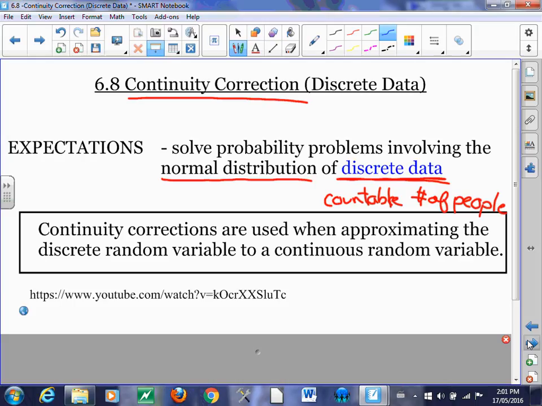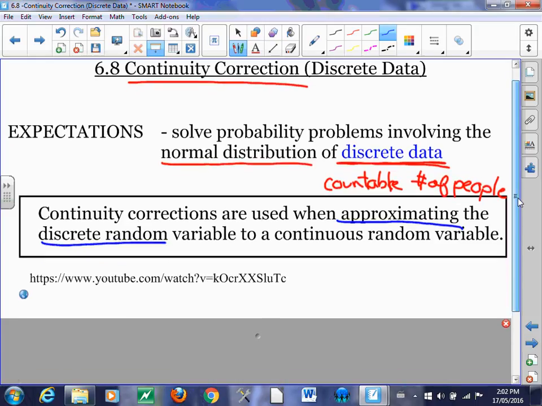What I would like you to realize is that we are going to approximate the distribution of a discrete random variable. It's not exact, but approximating gets you pretty close. It's a pretty significant estimate.